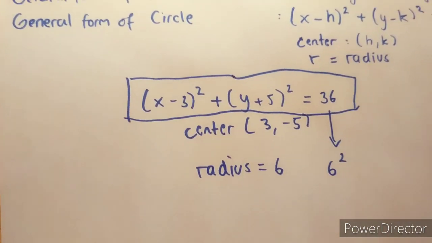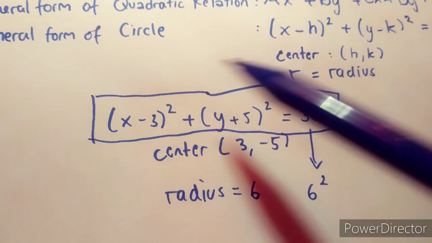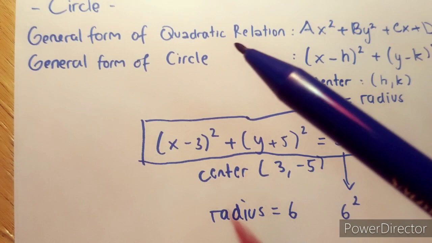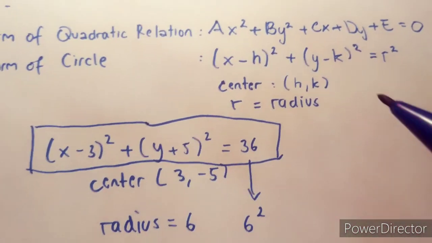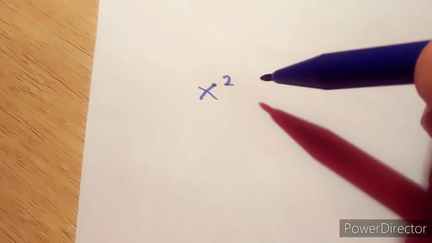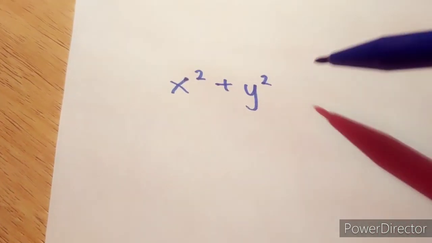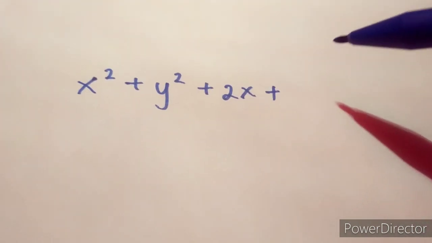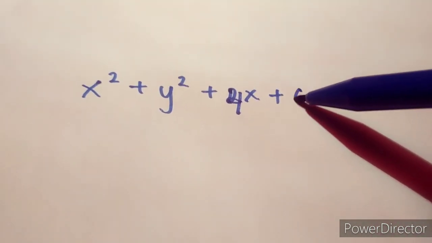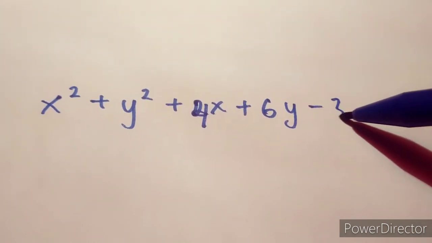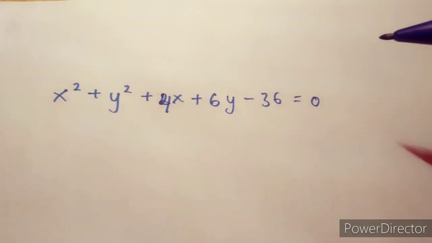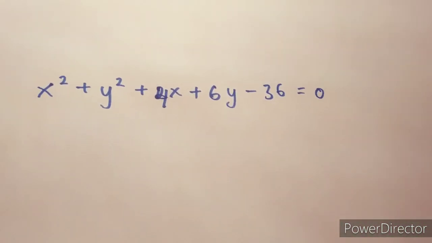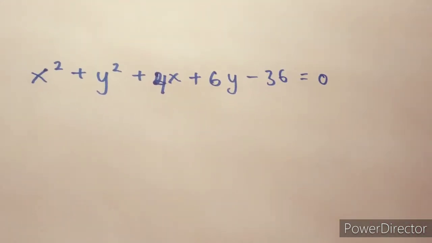So this will be simple if you have this general form of a circle. But when you are given a quadratic relation in general form, such as x squared plus y squared plus, for example, not 2x, it's 4x plus 6y minus 36 equals 0. Of course, you don't know what kind of shape this is, but I will tell you that this is a circle.